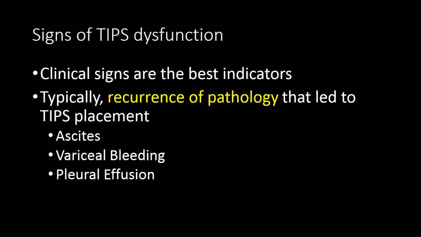So let's talk a little bit about detecting TIPS dysfunction. A lot of people believe that clinical signs are the best indicators for whether or not a TIPS is functioning normally. So TIPS are placed for 3 primary reasons: people who have refractory ascites, people who develop massive GI bleeding or variceal GI bleeding, or people who have pleural effusions that recur and cause difficulties with breathing. After a person has had a TIPS placed, if those symptoms resolve and then reoccur, then there's a high likelihood that there's dysfunction of that TIPS, commonly stenosis of the TIPS.